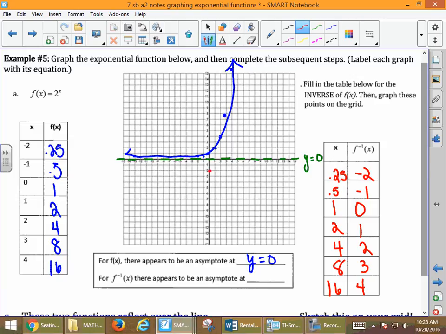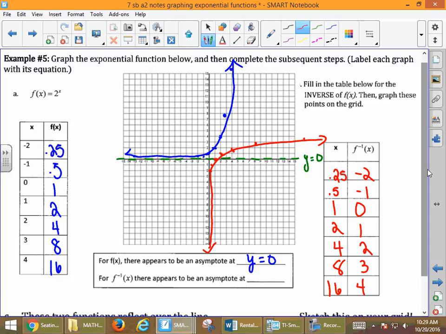0.25, -2. 0.5, -1. 1, 0. 2, 1. 4, 2. 8, 3. 16, 4. A little bit off our graph. And we could have typed that in the calculator there. No, we couldn't have, but we got those values from originally typing that in there.